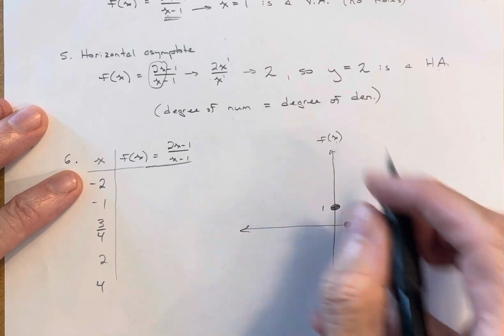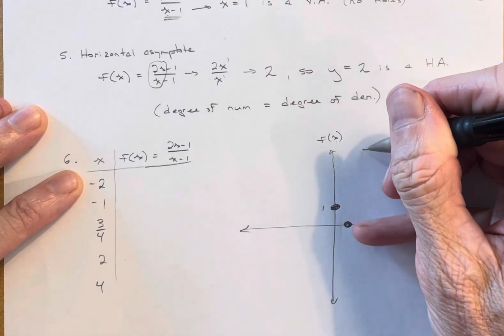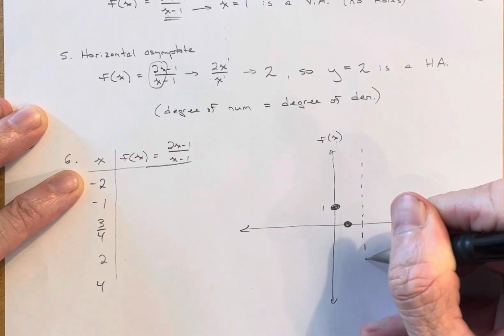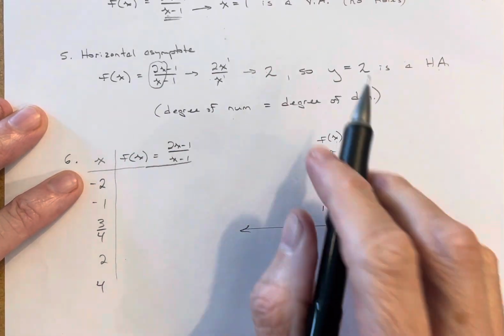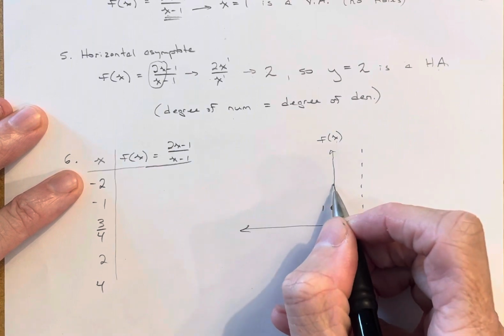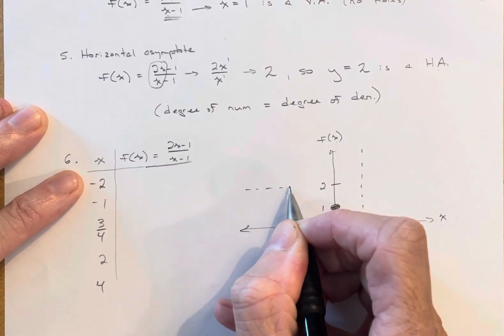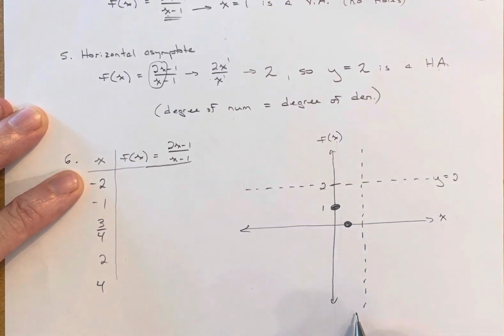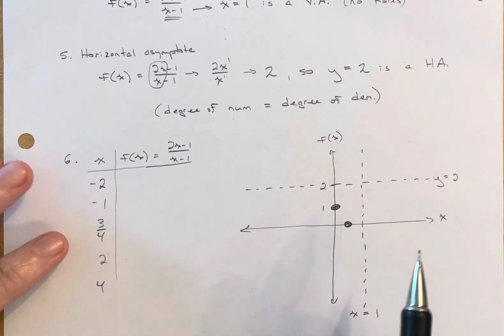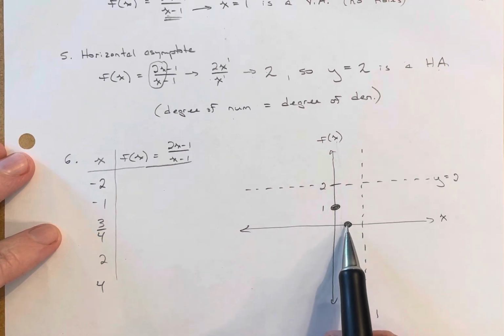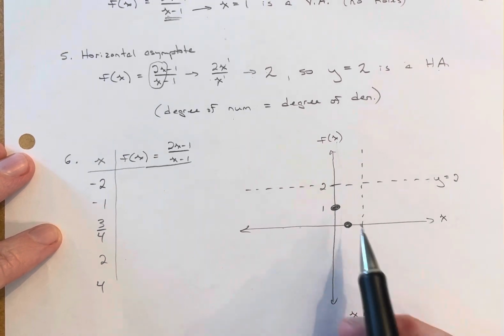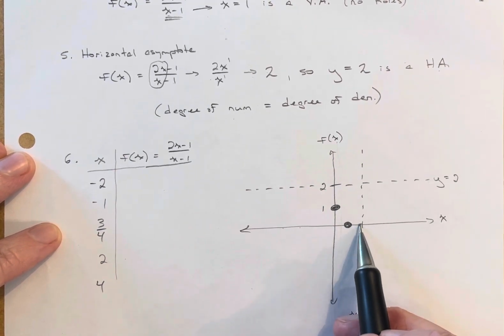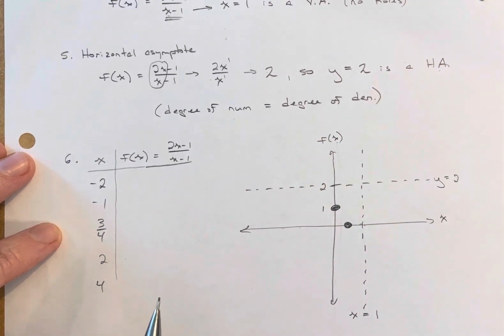And I know that I have a vertical asymptote at 1. So here is a vertical asymptote at 1. And I have a horizontal asymptote at 2. So here is my horizontal asymptote. This is y equals 2. This one is x is equal to 1. So now we want to choose points that are to the left of the x-intercept, between the x-intercept and the vertical asymptote, and to the right of the vertical asymptote.